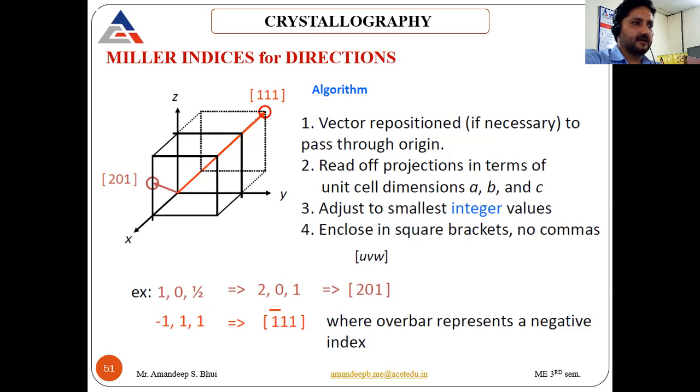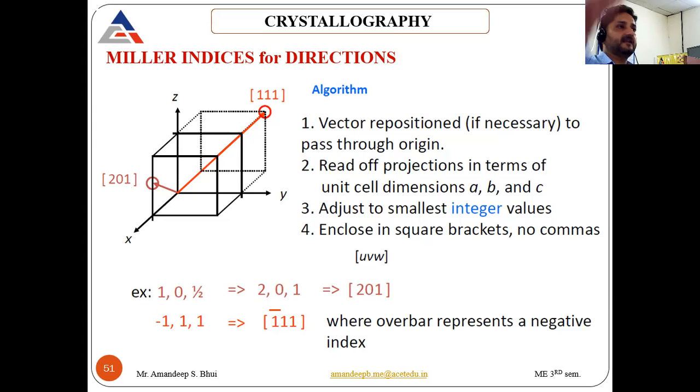Okay, now what we'll do is we need to adjust this to the smallest integer possible. So we'll take the common LCM, which will be 2. When we take that common LCM, we multiply it, that is 2, with all these values of R1, R2, R3. So the value becomes 2, 0, and 1. This 2, 0, and 1 will represent the Miller index for this vector.